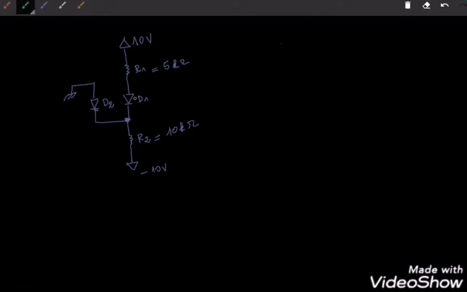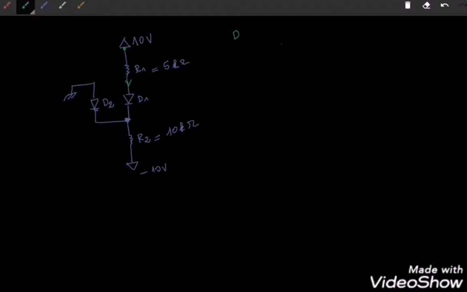The first thing I can see here is that the highest potential is at this point, 10 volts. In other words, the current has to flow from this point to the rest of this circuit, because this is the highest potential in my circuit. In other words, I can say that the diode 1 is conducting.